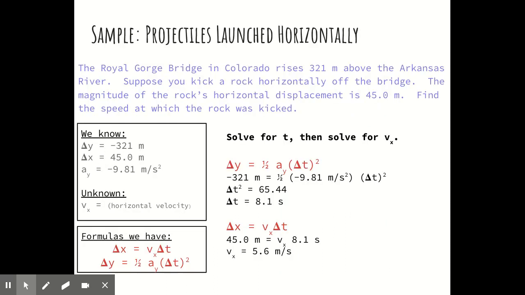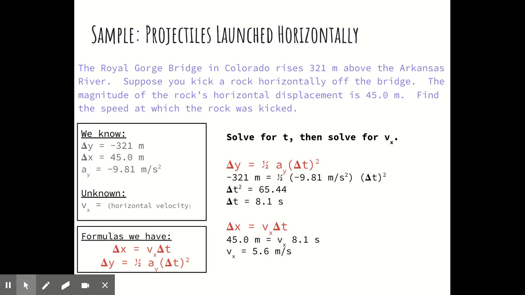So here are some examples of projectiles that are launched horizontally. These are things that are starting at the peak of the parabola, and they're being tossed off the edge of something and falling. So in this example, the Royal Gorge Bridge in Colorado rises 321 meters above the Arkansas River. Suppose you kick a rock horizontally off the bridge. The magnitude of the rock's horizontal displacement is 45 meters. Find the speed at which the rock was kicked. So find the speed that the rock was kicked. That's your initial velocity. So that's what we're trying to find.